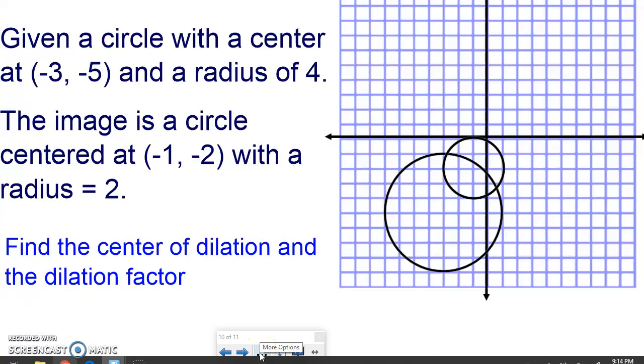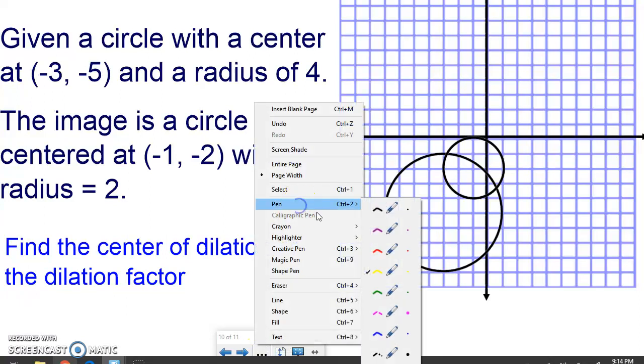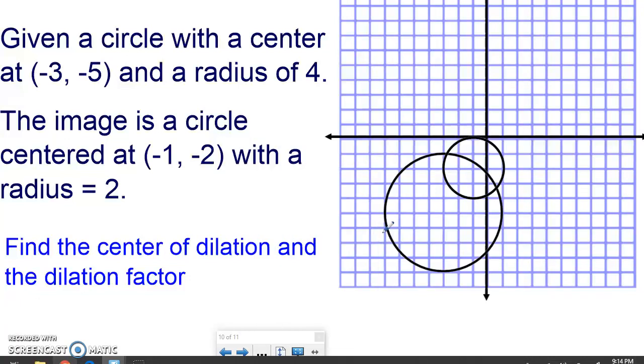All right, I am actually going to start on the very last circle problem, only because, in my opinion, it's more closely related to the ones we just did versus the first one. It's just a little bit harder to visualize. So it says, given a circle with a center at -3, -5, and a radius of 4. So that's our starting circle. So obviously figure out which one that is.